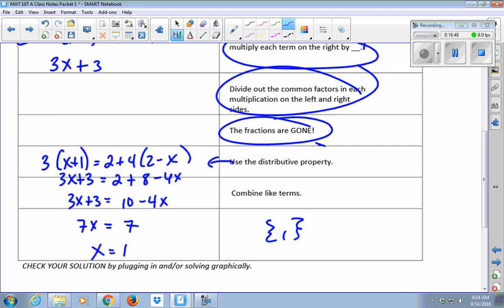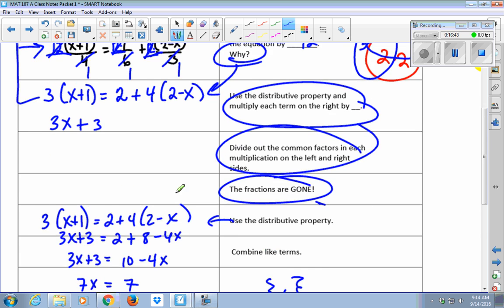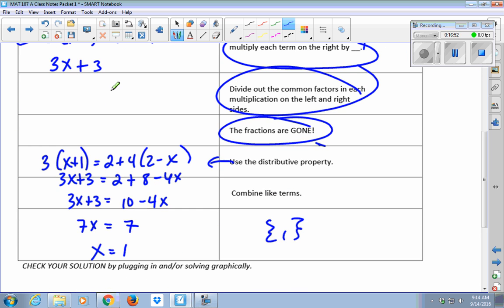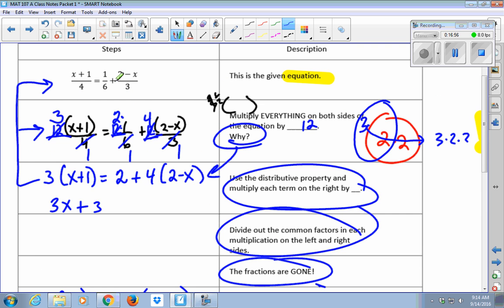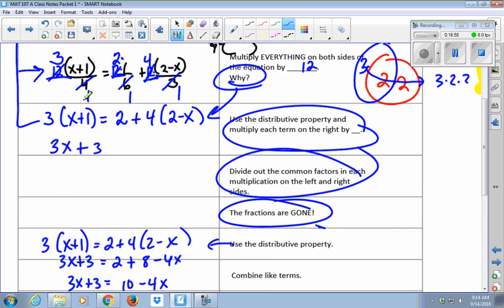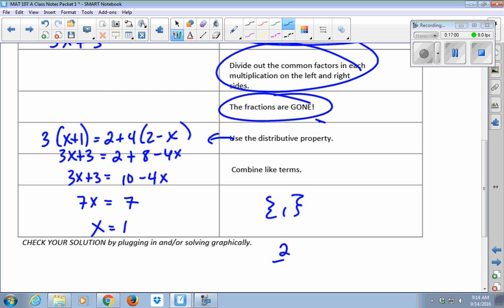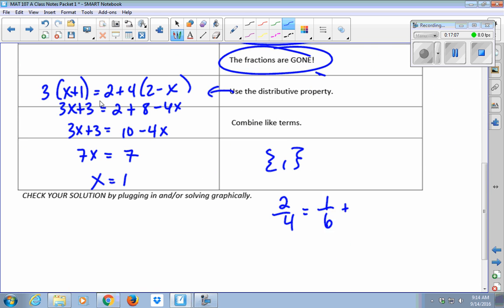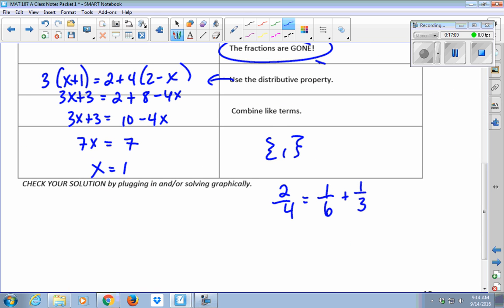Okay. So it says you can check your solution. You go back and you can throw it in. I would suggest you get used to doing that, because it helps with fractions. So this is 2/4 on the left side. So you put 1 in and you get 2/4 on the left side, and on the right side you get 1/6 plus, what is it, 1/3? 1/3. And this will just help you a little bit. So 2/4 is the same as 1/2. 1/3 is the same as 2/6. Is 1/2 the same as 3/6?